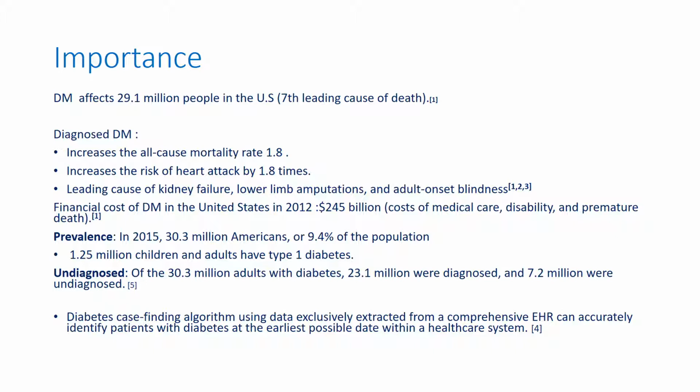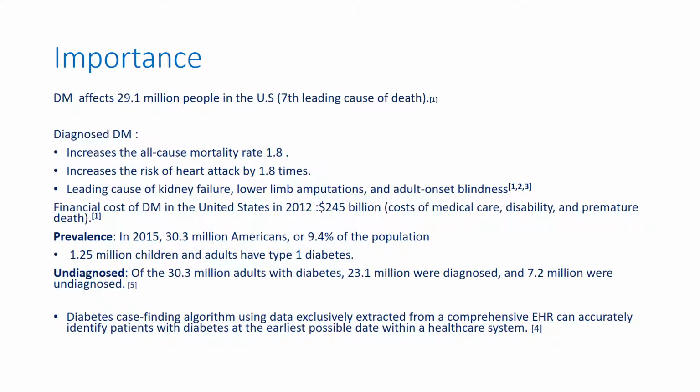Diagnosed diabetes increases the all-cause mortality rate 1.8 times compared to person without diagnosed diabetes. Diabetes increases the risk of heart failure by 1.8 times. Diabetes also is the leading cause of kidney failure, lower limb amputation, and adult onset blindness. In addition to these human costs, the estimated total financial cost of diabetes in the United States in 2012 was $2.45 billion, which includes the cost of medical care, disability, and premature death.